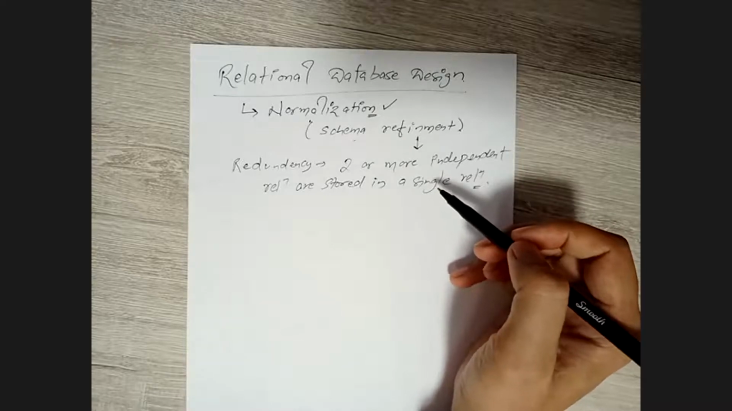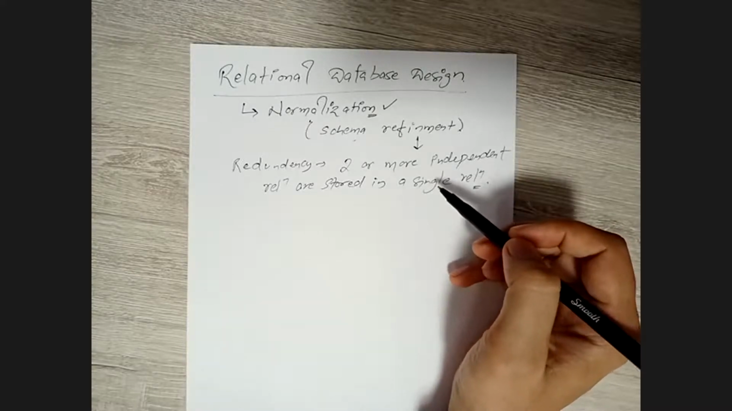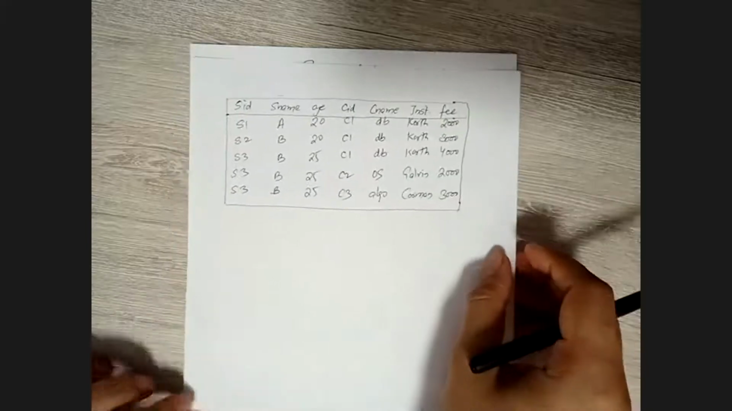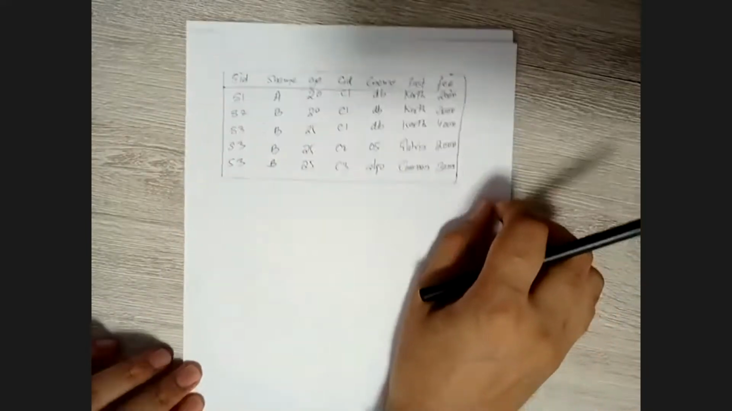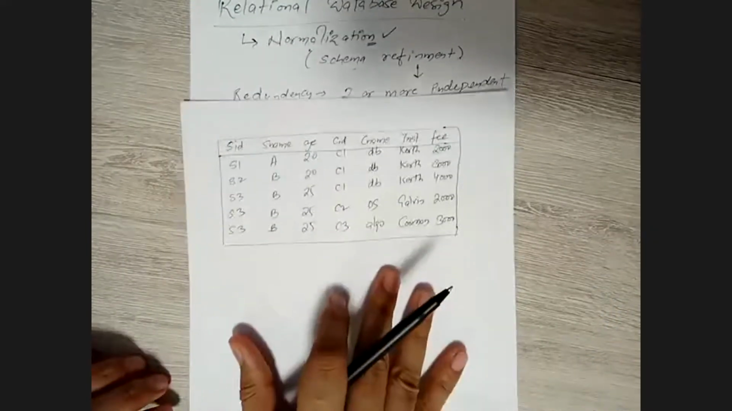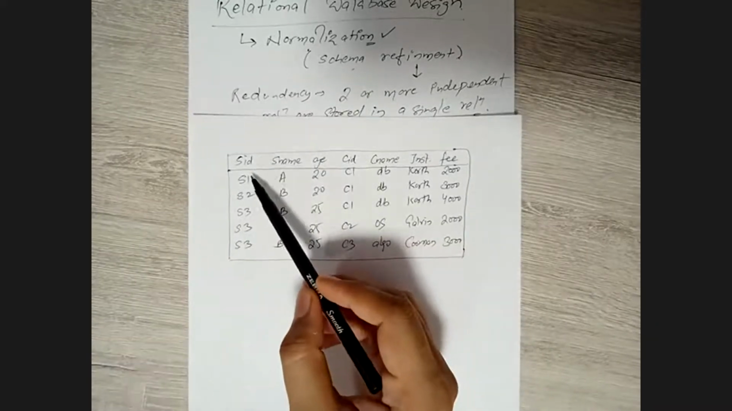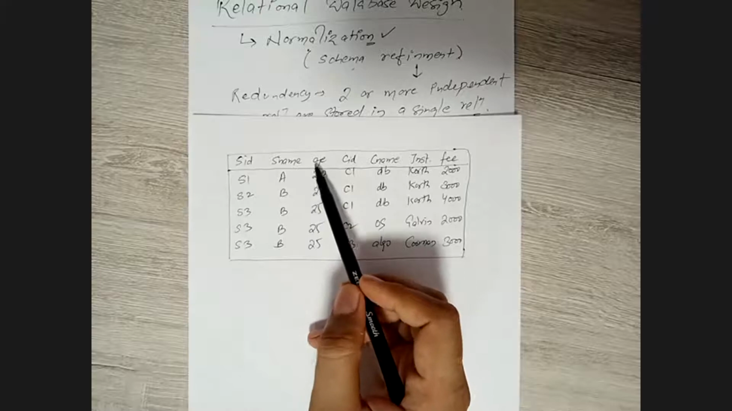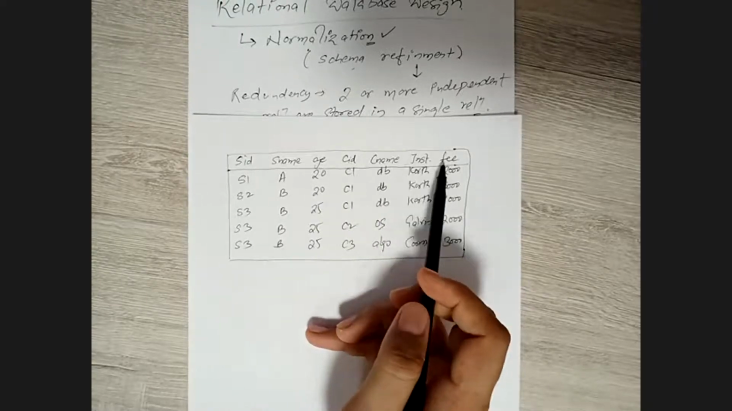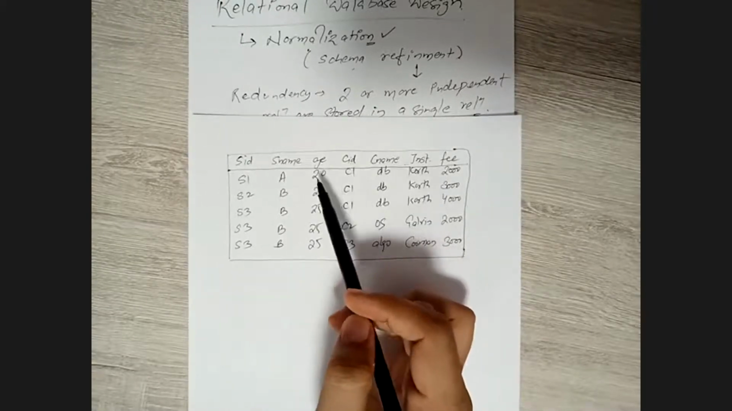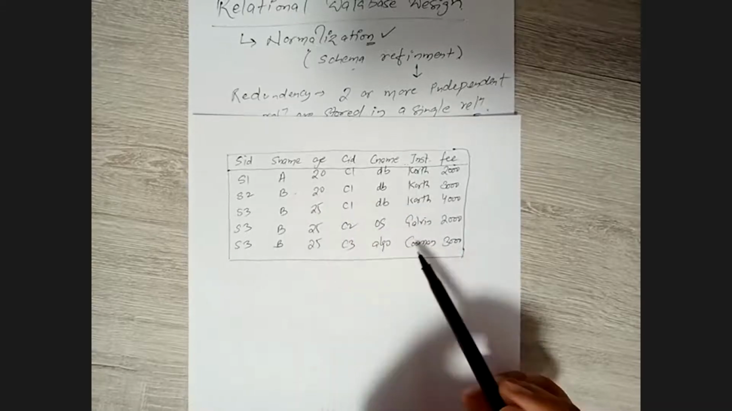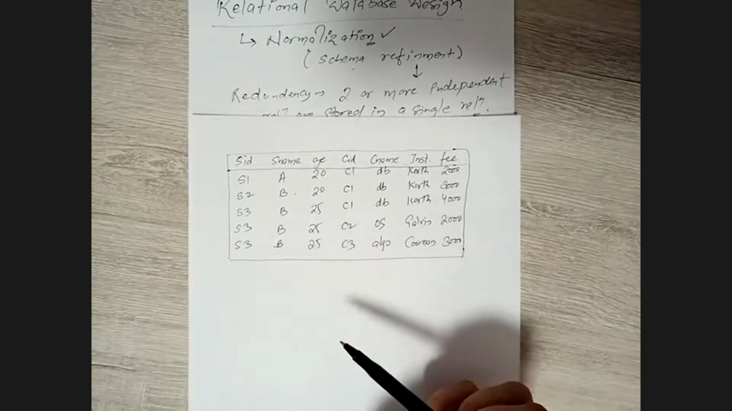Let's try to understand with an example. I have already framed an example over here. I have maintained a table with the attributes SID, SNAME, age, CID, CNAME, instructor, and fee. All these are our attributes, and I have taken some sample values.